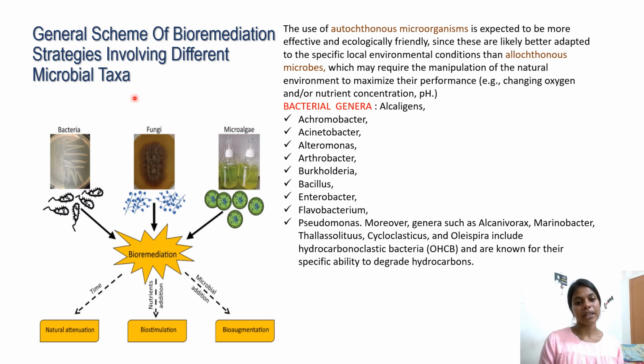Here is the general scheme of bioremediation strategies involving different microbial taxa: bacteria, fungi, microalgae. Plants can also be used for bioremediation, but our topic is to discuss the microorganisms which are involved in bioremediation. Natural attenuation is a bioremediation process in which bacteria slowly, with time, degrade or remove the pollutants.